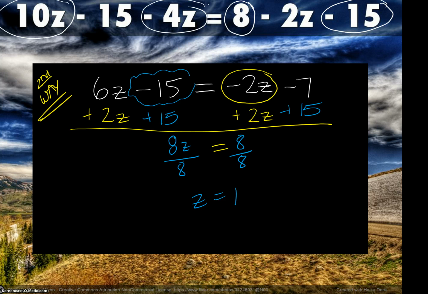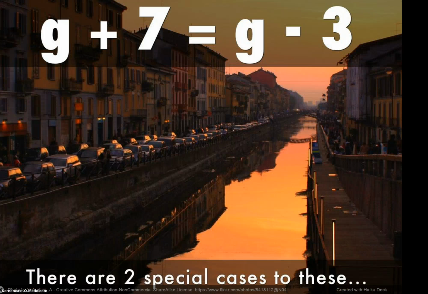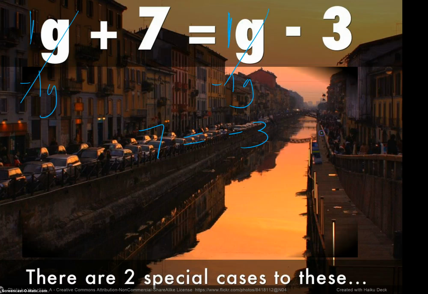If it's confusing, don't do it. Stick with what works. Here are a few special cases. These are called special cases because, bear with me, if I was subtracting 1g from both sides, notice that I get rid of it, and I get 7 equals negative 3.